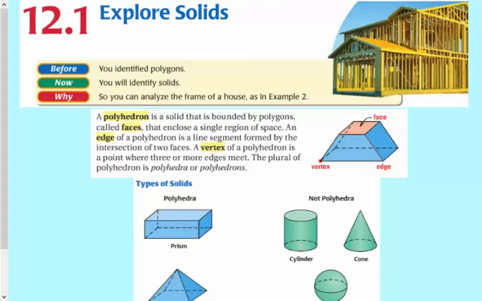Hello and welcome to our final chapter, chapter 12. We are going to be working with solids this chapter. We're going to be working with volume and surface area. So kind of like last chapter, but we're moving on to three-dimensional shapes.